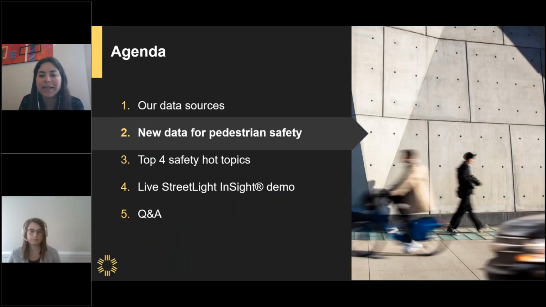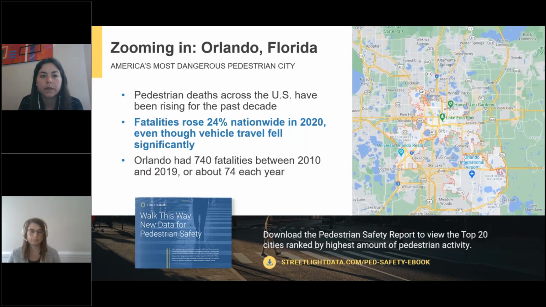And now I'm going to share some insights from our new pedestrian safety ebook. Dangerous by Design recently rated Orlando the most dangerous in the US for pedestrians for the second consecutive year. Orlando is a sample of any city in a year when pedestrian fatalities increased 24% nationwide. In our new pedestrian safety ebook, we analyze Orlando's pedestrian travel data for safety insights, and I'll share some of the highlights.